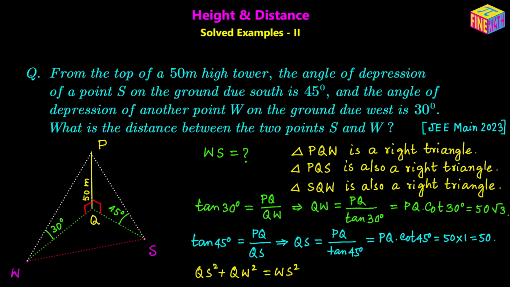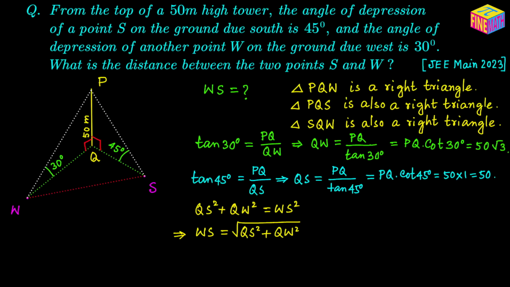Now let's use the Pythagorean theorem on the right triangle SQW. So there we know the length of QW, and also we have found the length of QS, and we have to calculate the length of WS, which is actually the hypotenuse of that right triangle. So we can say QS squared plus QW squared is equal to WS squared, and then from here we have to calculate the length of WS, and that will be pretty easy. So we can say WS will be equal to square root of QS squared plus QW squared, and then let's plug in the values of QS and QW.